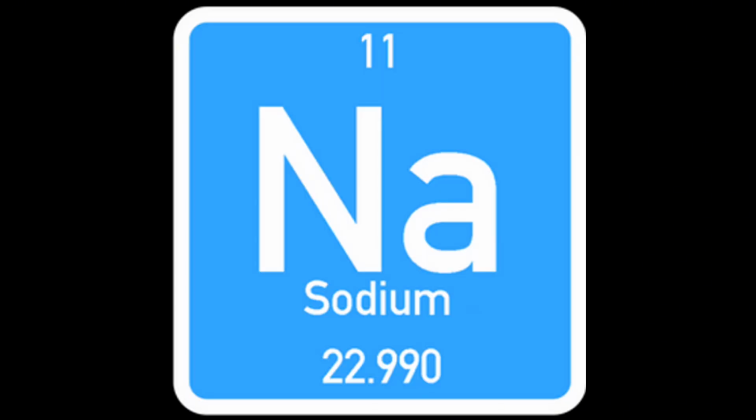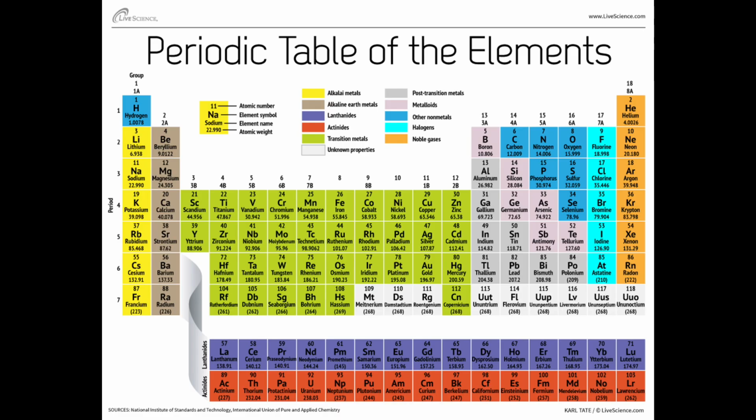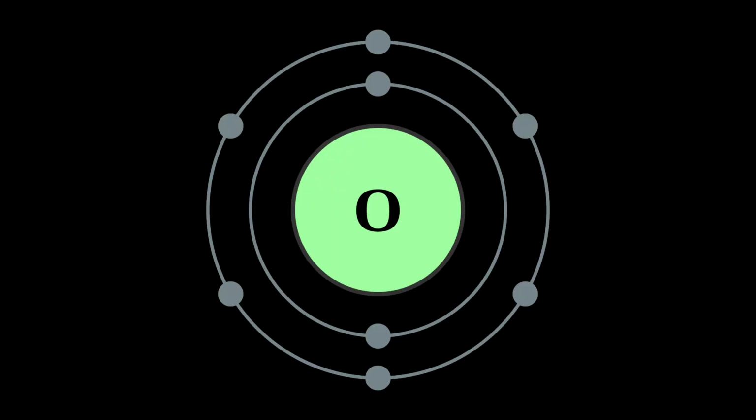Okay, now let's start naming the compounds. For example, sodium oxide. Sodium on the periodic table is Na, and oxide or oxygen is O. On the periodic table, O is in the 16th group, or group 6, and it holds 2 electrons. Because there's 8 protons, or 8 electrons, the first shell would have 2 electrons, but the second shell would only have 6, and so it needs to gain 2 to have a full shell.